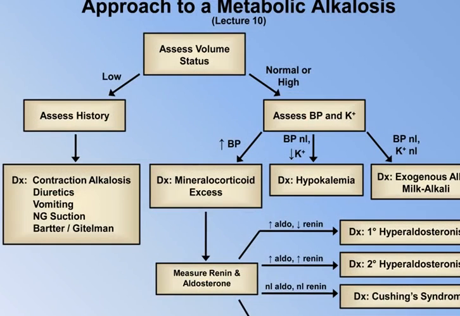The approach to a metabolic alkalosis starts with assessment of intravascular volume status. If low, the history usually will provide the correct diagnosis. If volume is normal or high, the next step is to assess blood pressure and serum potassium, which will help distinguish between mineralocorticoid excess, hypokalemia, or exogenous alkali intake.